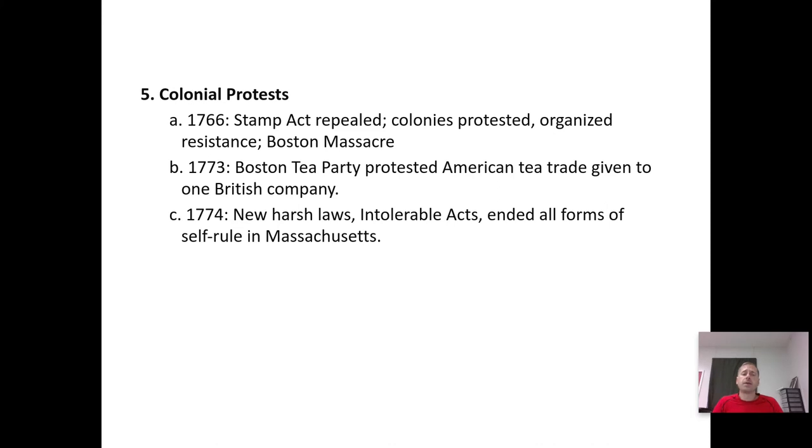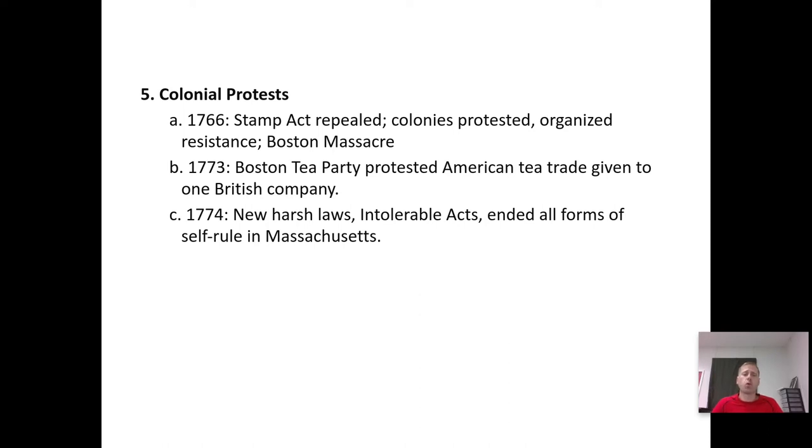Things keep building up. We won't go through all the details. That's for American history class. But we have the Boston Massacre. We have the Boston Tea Party, which protested the tax on tea. We have the Intolerable Acts, also known as the Coercive Acts, that punished the colonists for the Boston Tea Party.